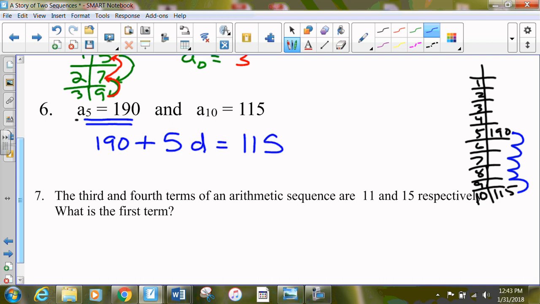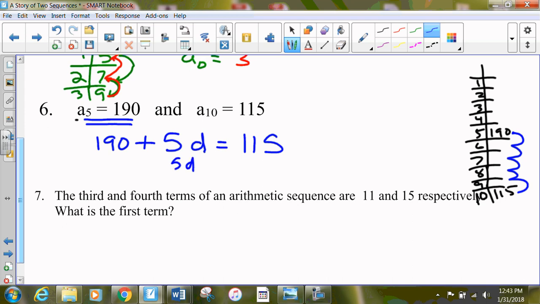You can already tell just setting this up, D is going to be negative, isn't it? Hopefully I have my calculator. I already wrote it down. Good thinking, Miss Overby. All right, so we can already tell D is going to be negative, so we're going to subtract 190 from both sides.